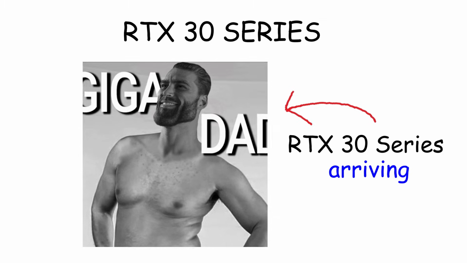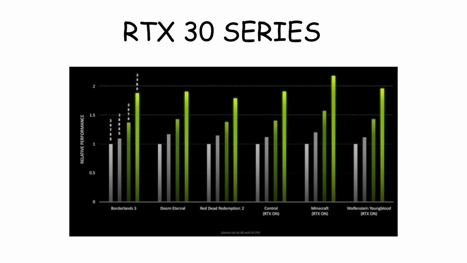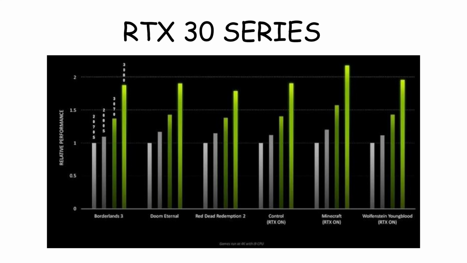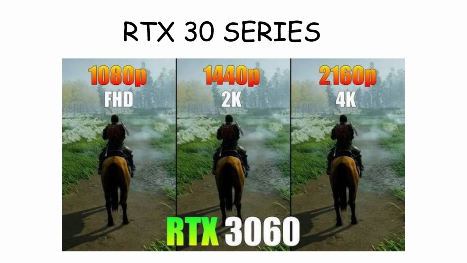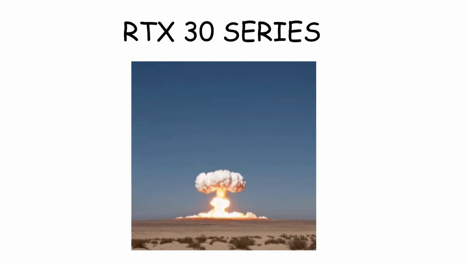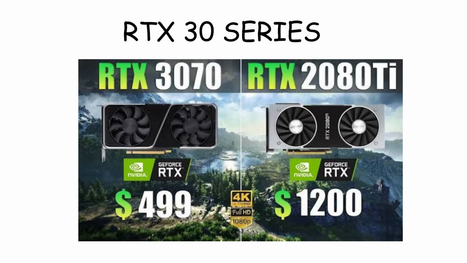RTX 30 series. The RTX 30 series launched in 2020, and this is where Nvidia really delivered on the promise of RTX. The performance jump over the RTX 20 series was massive, and the pricing was far more competitive. The RTX 3060 became the go-to card for 1080p and 1440p gaming. The RTX 3070 delivered RTX 2080 Ti-level performance at literally half the price.